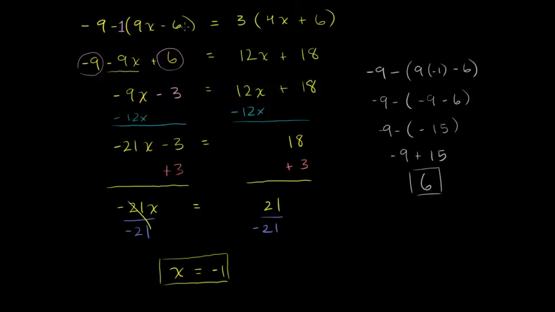So let's see what happens when we substitute negative 1 into the right-hand side of the equation. I'll do it in green. We get 3 times 4 times negative 1, plus 6. And so that is 3 times negative 4 plus 6. Negative 4 plus 6 is 2. So it's 3 times 2, which is also 6. So when x is equal to negative 1, you substitute here, the left-hand side becomes 6, and the right-hand side becomes 6. So this definitely works out.